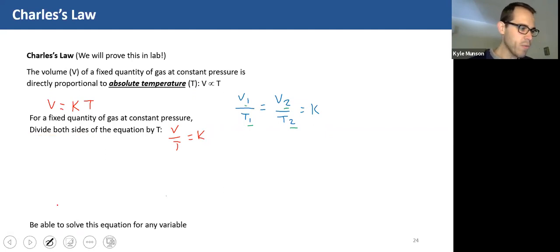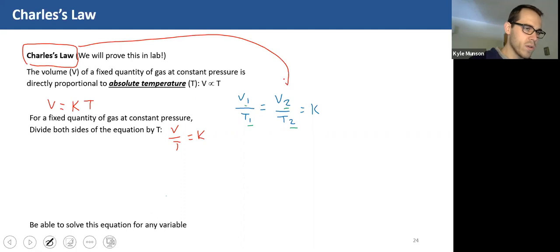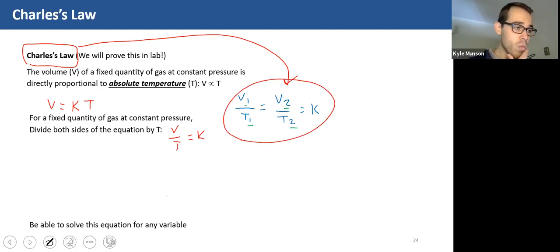So we should be able to solve this equation for any variable. This is an example of Charles' law. We want to be able to solve this equation for any variable, so that guy right there. What do I mean by that? Well, we're going to do two examples in the next slide to figure that out.